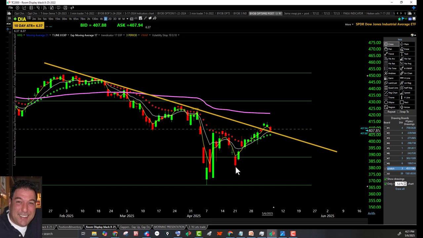Making higher lows, okay, and making higher highs. See the high they made over the 17 right there? That peak, okay, they made a higher high. So that gives them an uptrend. So just neutral and in an uptrend.